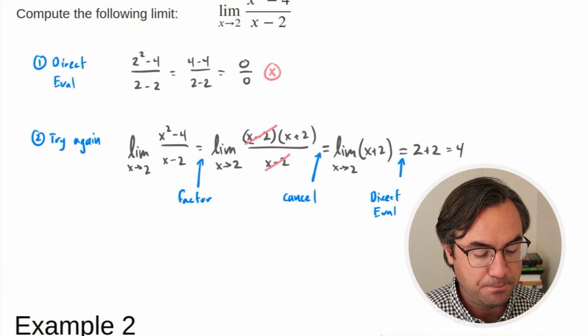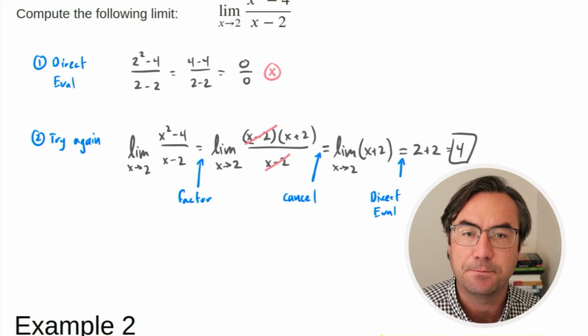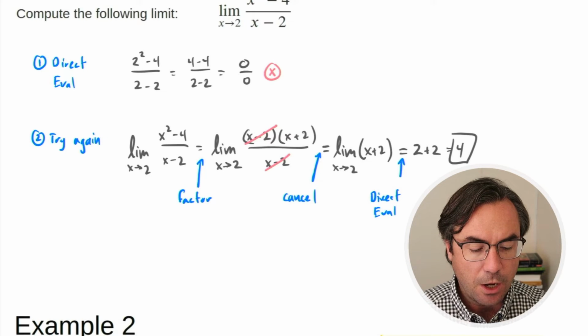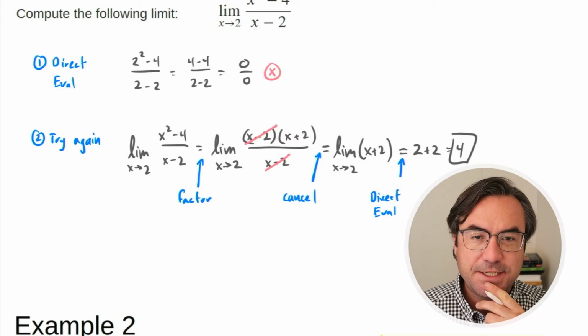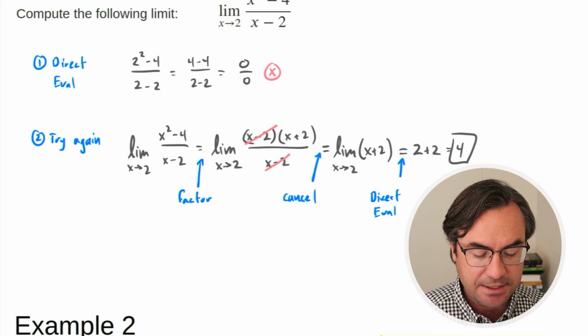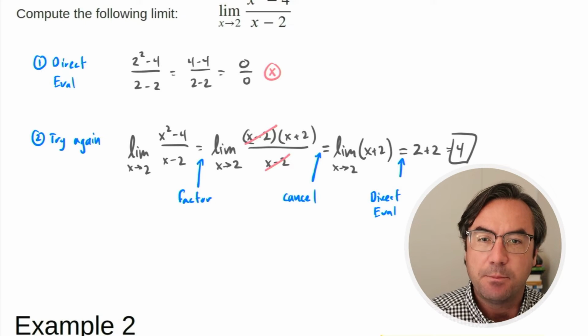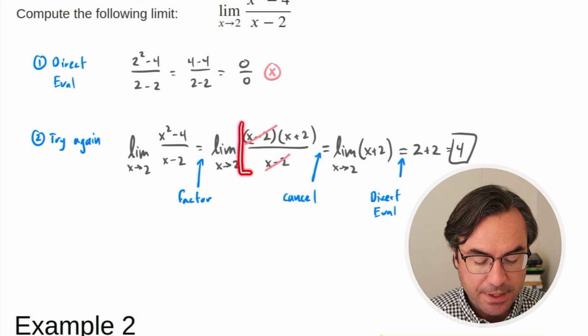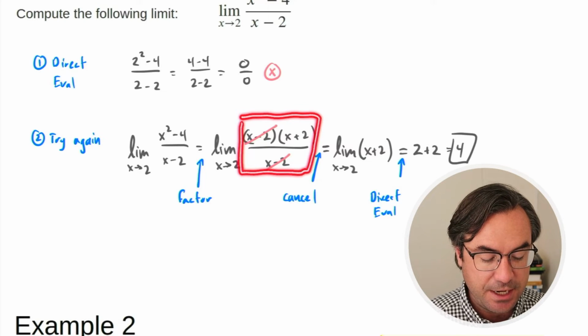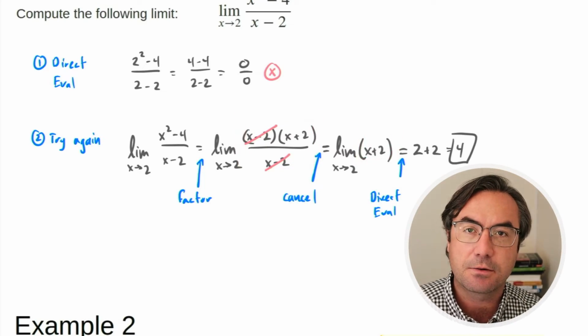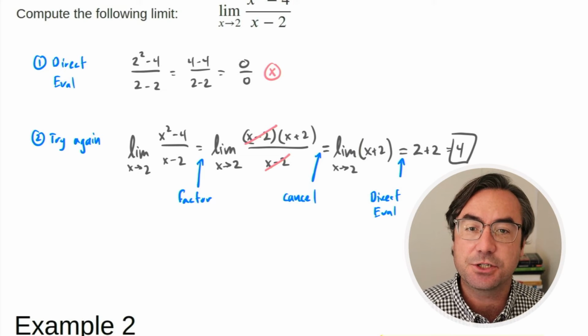And there we go. We got the limit there. It's 4. All right. So it's a technical point. I want to look at this canceling step just a little bit further. It's a technical point, but technically, before we canceled this out, this function and this function are technically different functions.